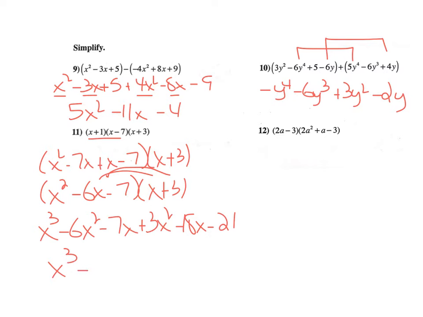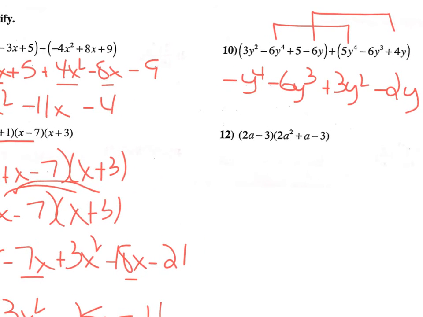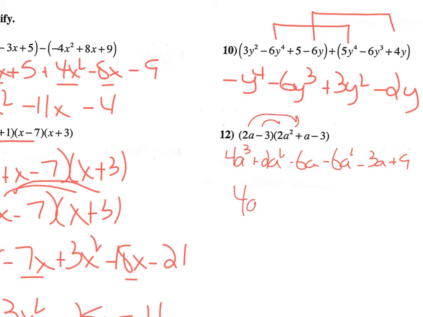X cubed, combine your x squareds, minus 3x squared. Have 7x and -18x, that's -25x, and minus 21. And the last one, same deal here. I'm going to always take the small parentheses. I'm taking the 2a all the way through, which would be 4a cubed, 2a squared, and 6a. And I'm taking the -3 through, make it -6a squared minus 3a and plus 9. Then this I'm going to add what I can. So 4a cubed, -4a squared minus 9a plus 9 when I combine everything.